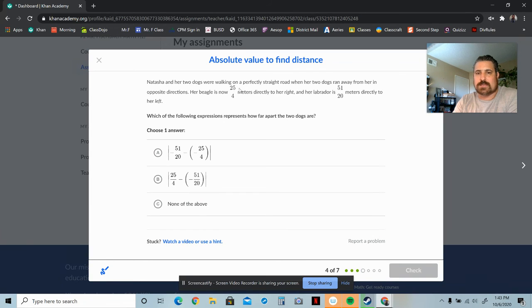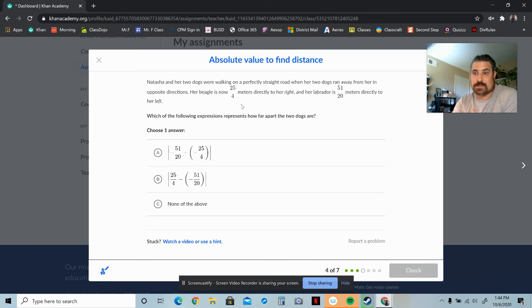Well, this is the distance to the right, this is the distance to the left. So if she is 0, right, she's in the middle, then you can think of the right as being positive and the left as being negative. So you think of this as -51/20, and you're taking away 25/4, right? So -51/20 take away not -25/4, it'd be positive 25/4. So that's not correct.